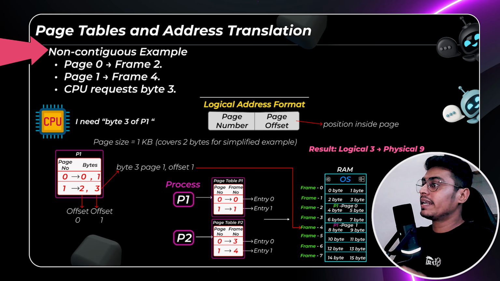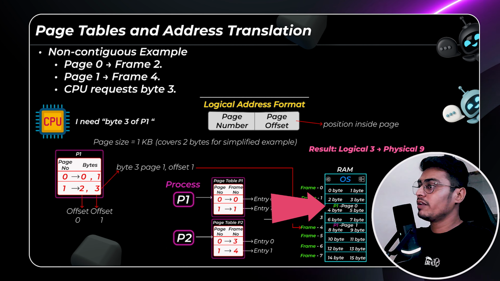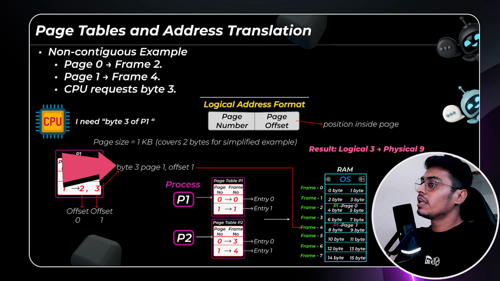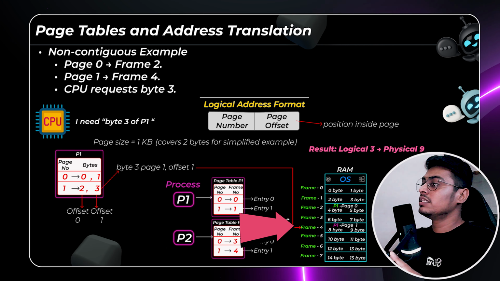Let me give you a better example. Suppose page 0 of P1 is actually stored in frame 2 and page 1 of P1 is stored in frame 4 due to non-contiguous allocation. Now when the CPU requests byte number 3, byte 3 belongs to page 1, offset 1. Page 1 is in frame 4. From the page table lookup, frame 4 contains bytes 8 to 9.